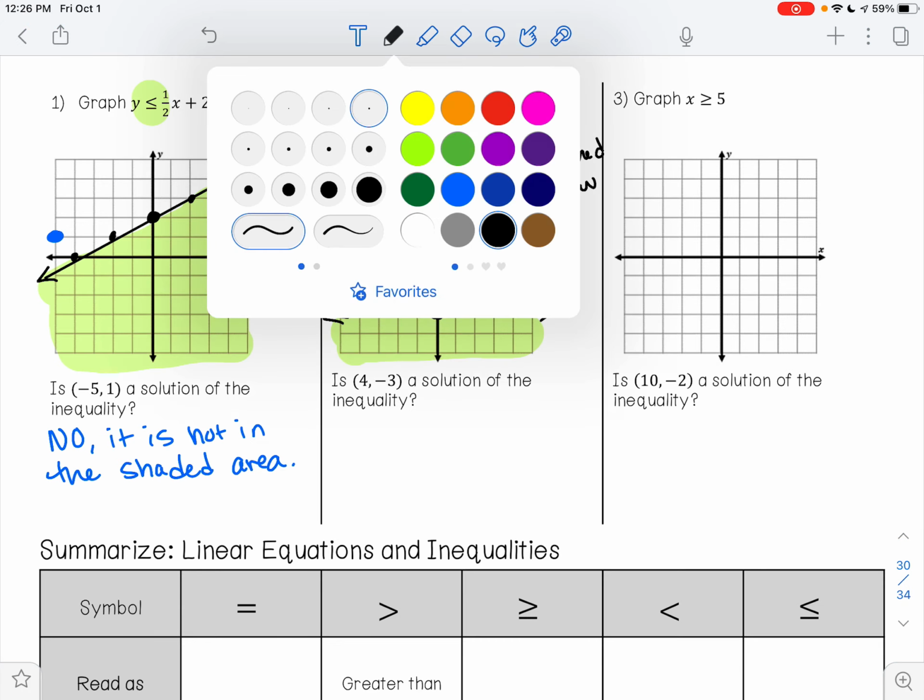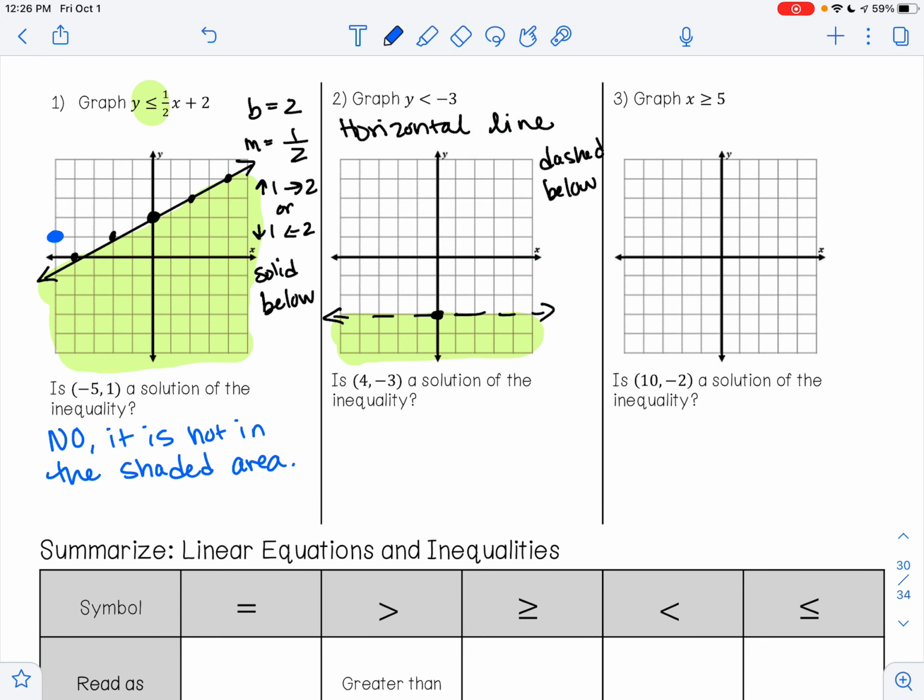And then we want to know if the point 4, -3, if this is a solution. It is only a solution if it is on a solid line or in the shaded area. This point right here is on a dashed line. Dashed lines are not included. They're like open circles. So dashed lines means it's not a solution.